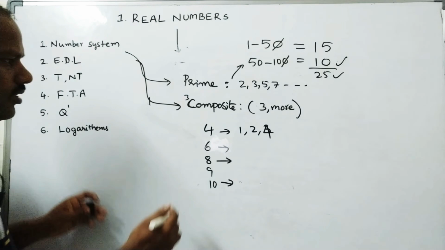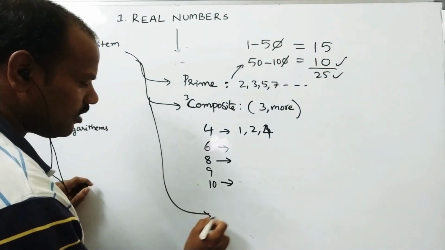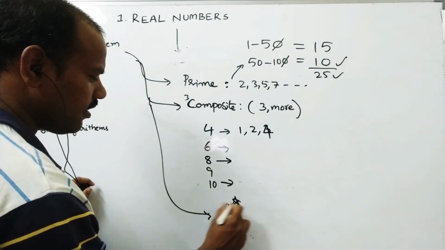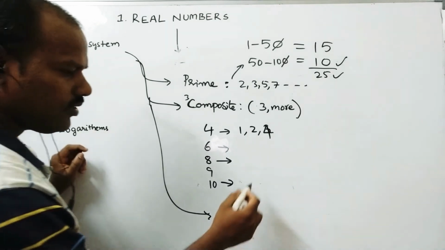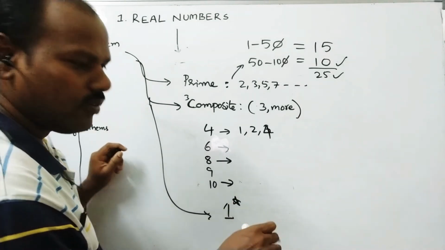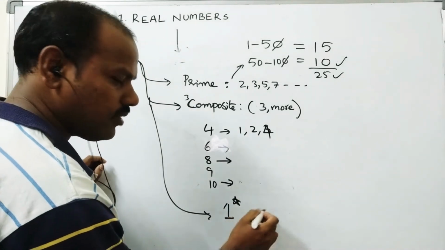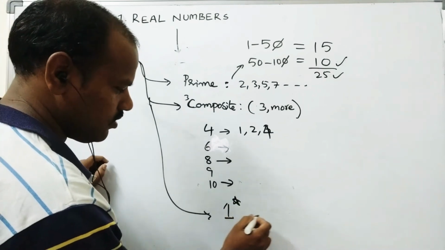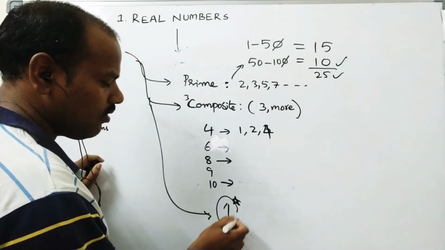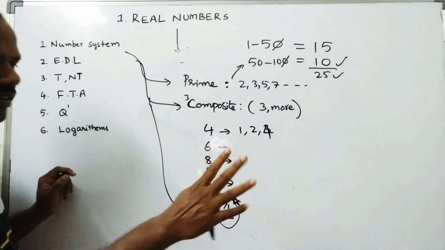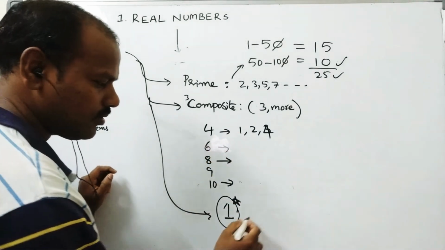Okay, right. And here one special number is there, 1. This was already asked in the exam: which of the following is neither prime nor composite? Or, which of the following is not a composite number? Options will be given. Out of the 4 options, 3 are composite numbers, but 1 is not a composite number.